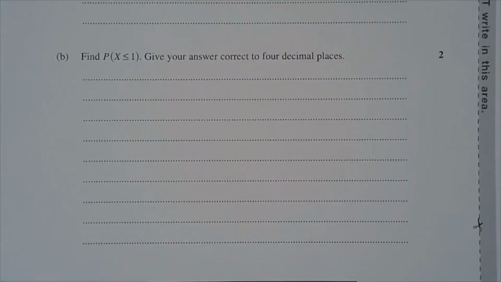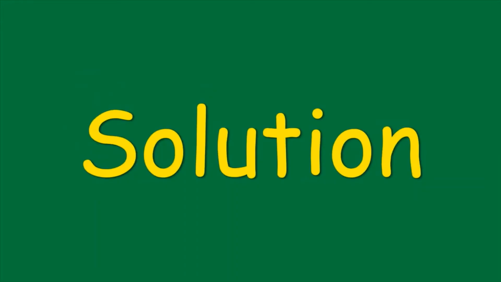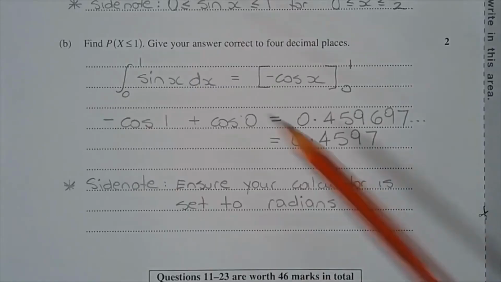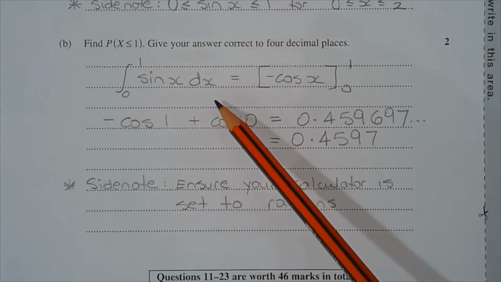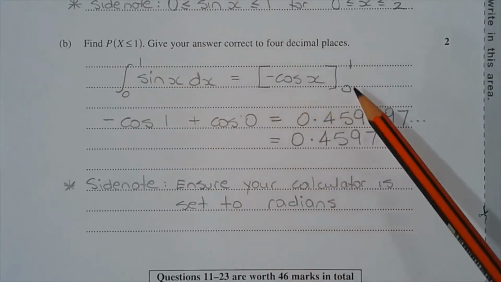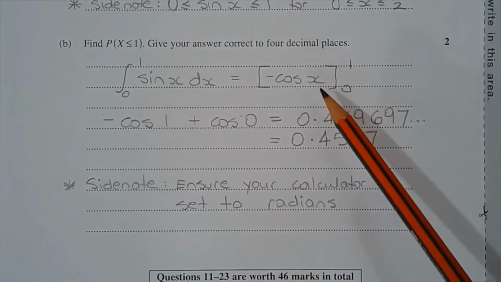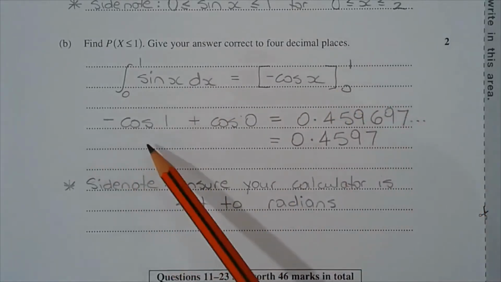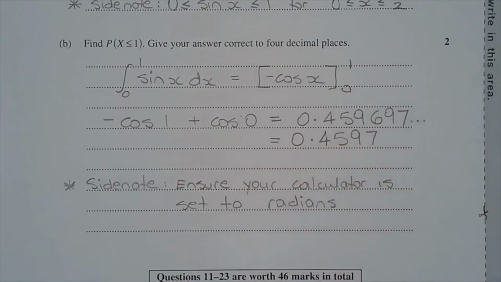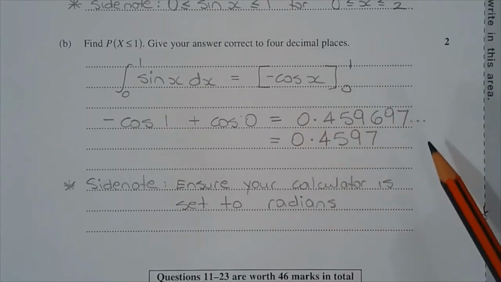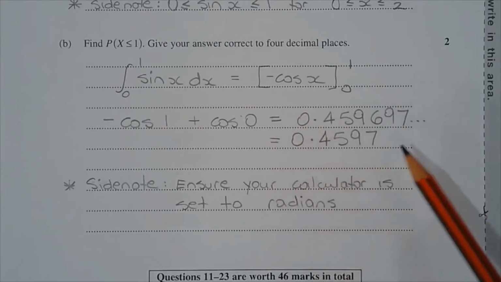Part B. Find the probability that x is less than or equal to 1. Give your answer correct to 4 decimal places. The probability of x less than or equal to 1 is given by the integral from 0 to 1 of sine x dx, and that equals negative cos of x from 0 to 1. Expanding the brackets and applying the limits, we have negative cos of 1 plus cos of 0 is equal to 0.459697, and so on. Rounding that value to 4 decimal places, that equals 0.4597.